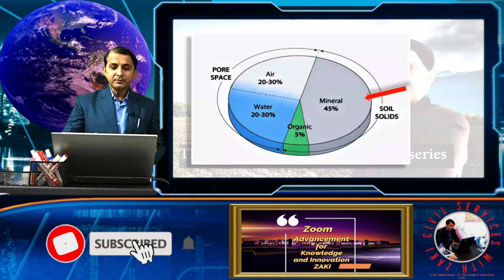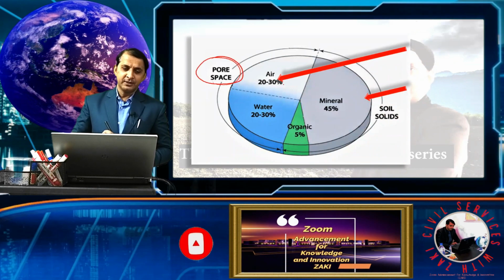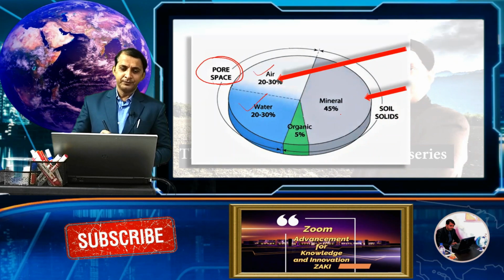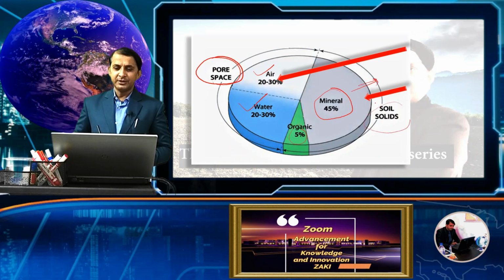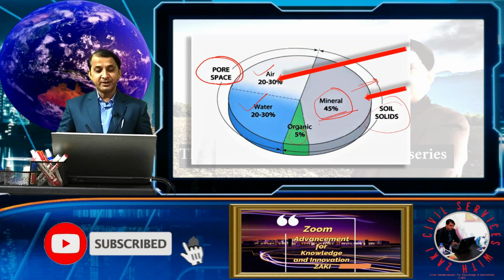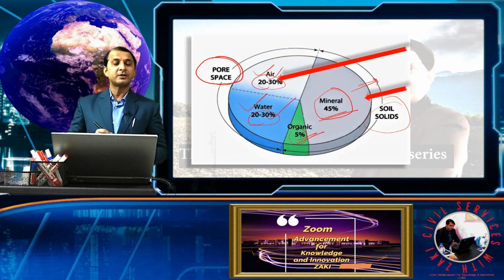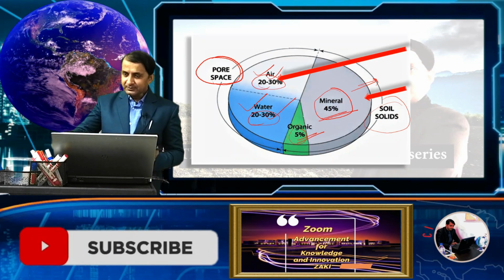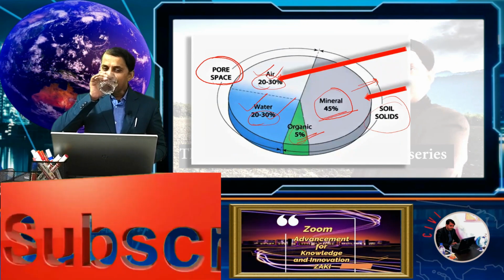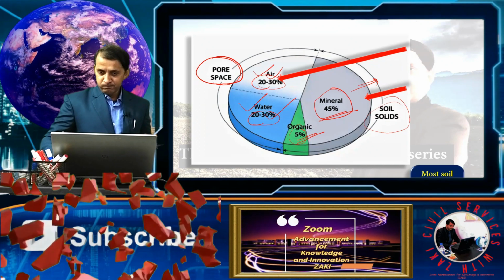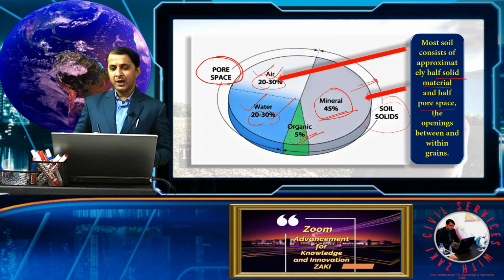So see here, this is soil content. 50% of the soil is pore space, it means air and water, and 50% is solid content, it means 45% mineral and 5% organic matter. Pore space is 20 to 30% water and 20 to 30% air. So half is solid material and half is pore space.